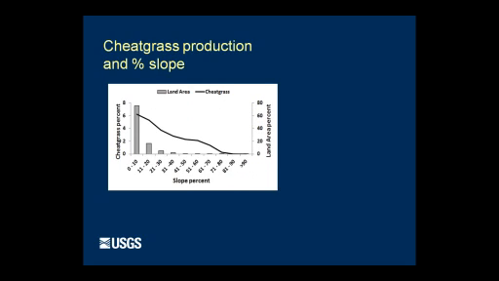Now, when we look at cheatgrass production and percent slope, most of this area has a slope of 0 to 10%. In fact, almost 80% of the land area falls into that class. And it's also the area that has the highest percent of cheatgrass. In fact, the steeper the slope, the less percent cheatgrass that we're going to find.